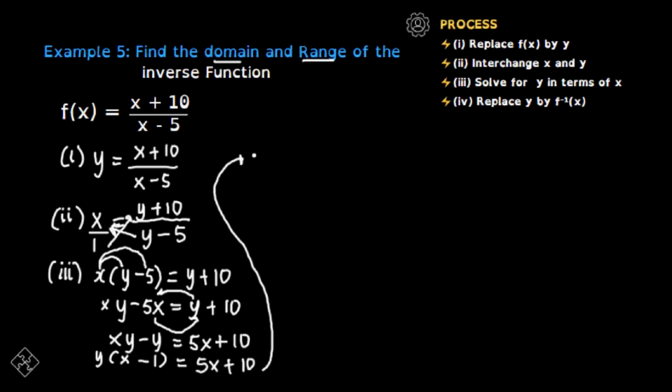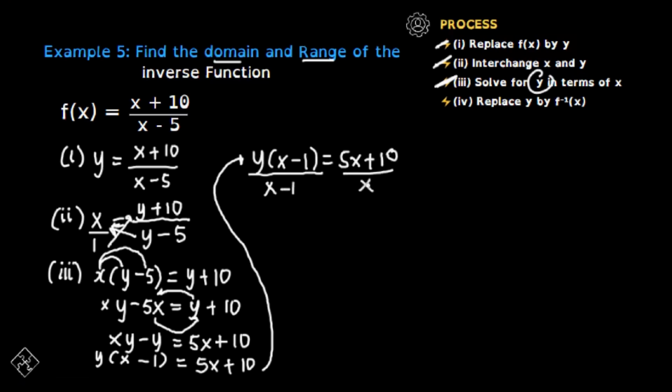So, we have y, copyahin ko lang muna, y times x minus 1 equals 5x plus 10. Okay? Ang goal sa step number 3 is to solve for the y. Okay? For us to isolate y, we have to divide x minus 1 from both sides. Okay? Then we cancel this out. The remaining would be y equals 5x plus 10 all over x minus 1.